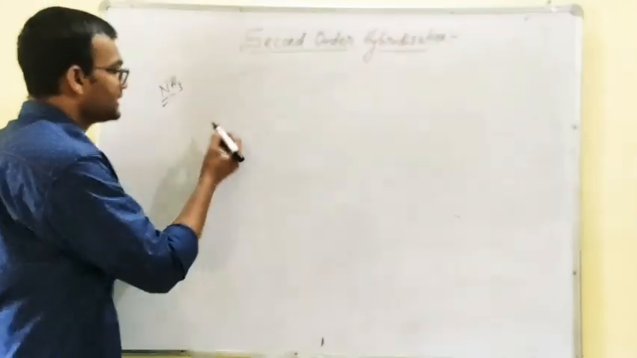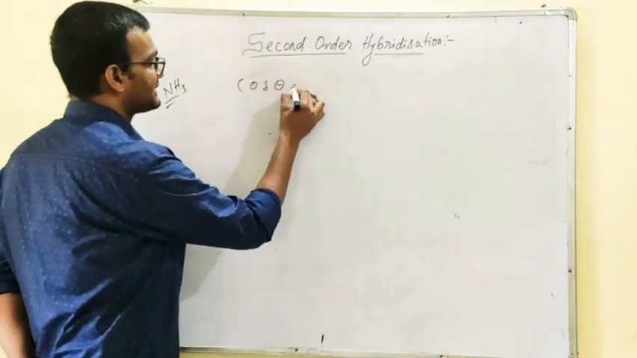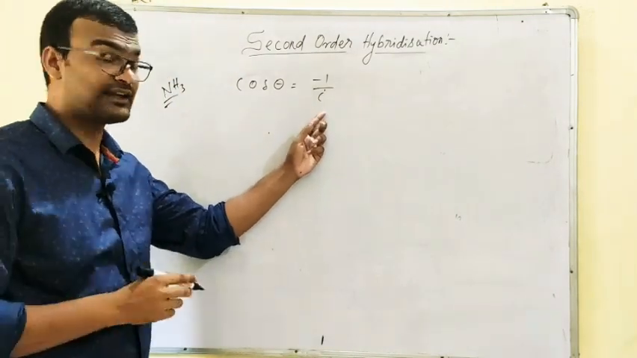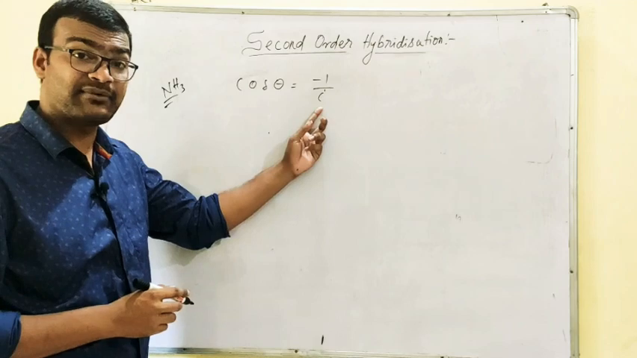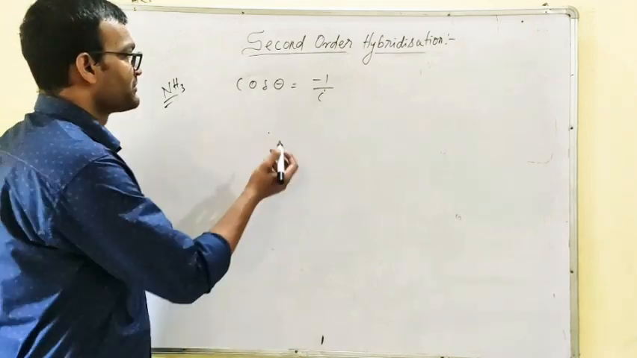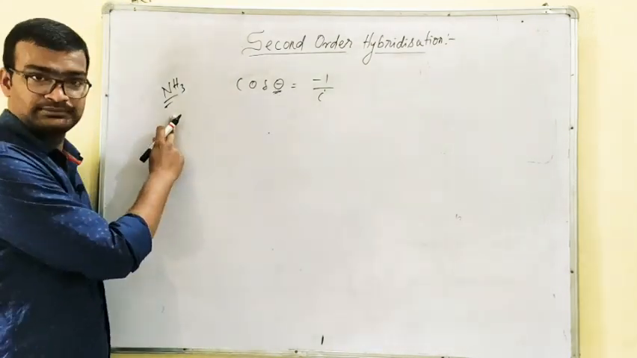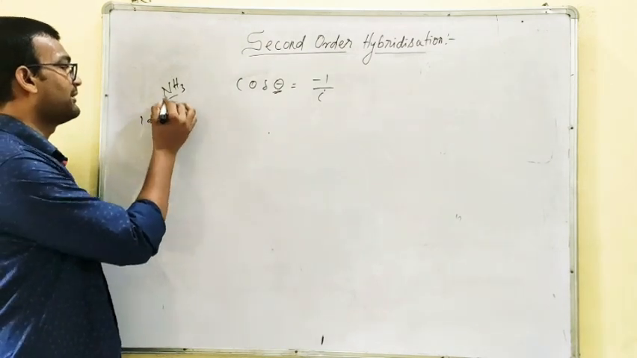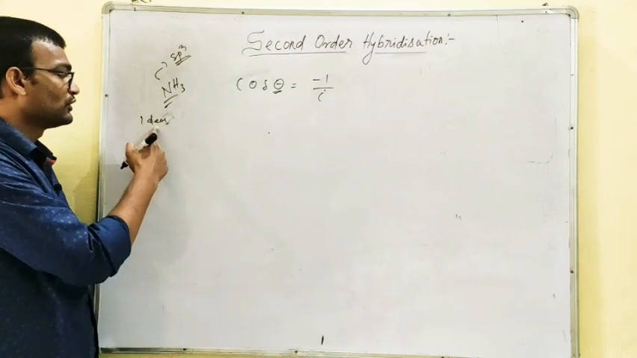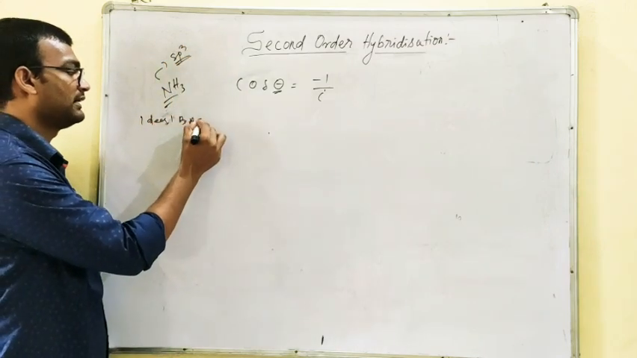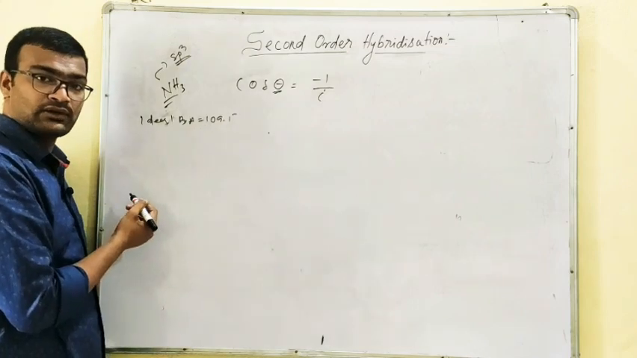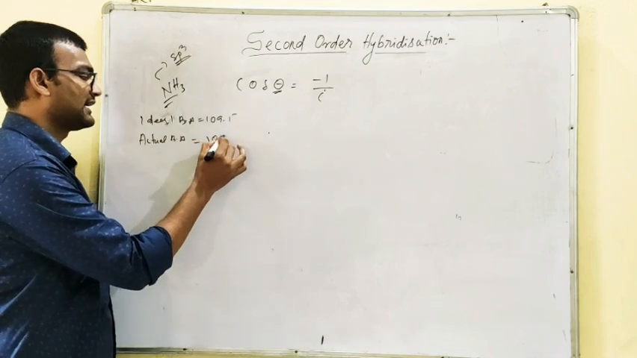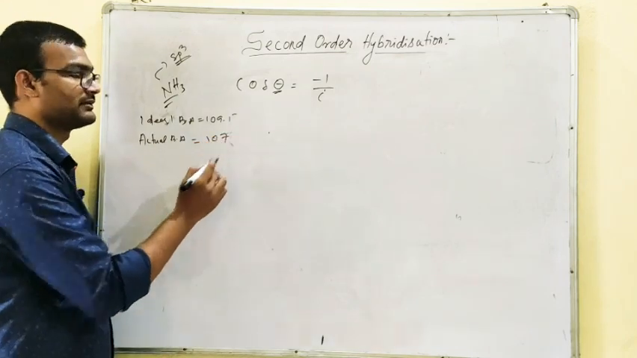We generally know the formula cos theta is equal to -1 by i, where i is not fixed, because we are going to find the value of i so that we can assign the exact hybridization. So we need the bond angle. What is the ideal bond angle for ammonia? The normal hybridization is sp3, so the ideal bond angle is 109.5. But what is the actual bond angle? It is around 107.